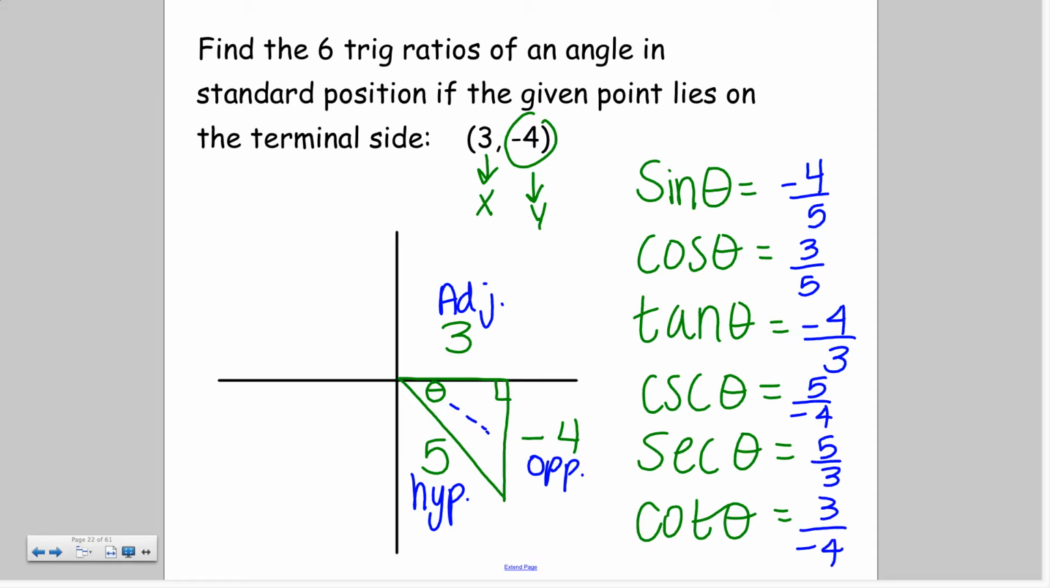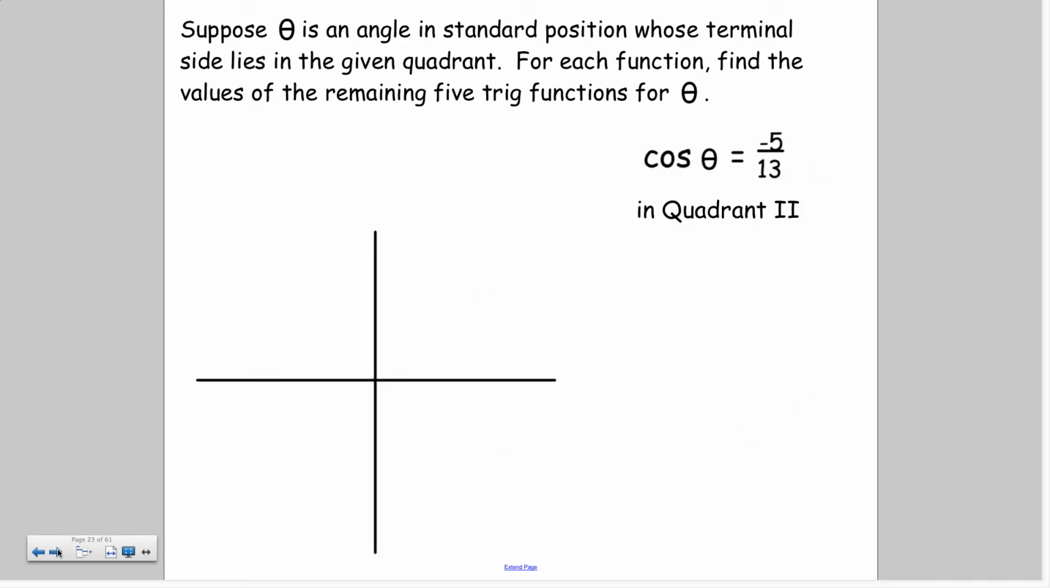Okay, now at the bottom of page 11, you're going to be given one of the 6 trig functions and a quadrant. So you're not going to be given the little ordered pair direction set. To do this, the first thing you want to do is draw that triangle in the given quadrant. In this one, we're drawing it in quadrant 2, so my triangle would go here.